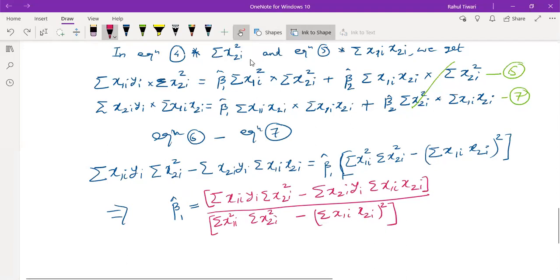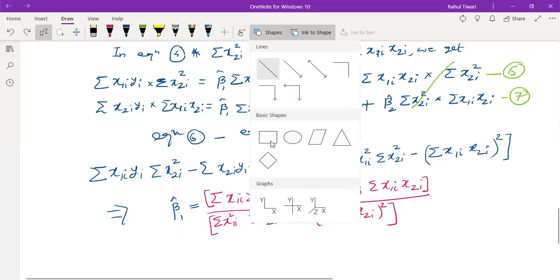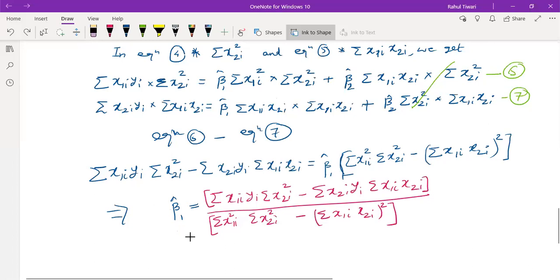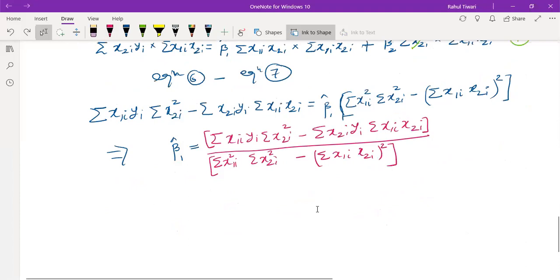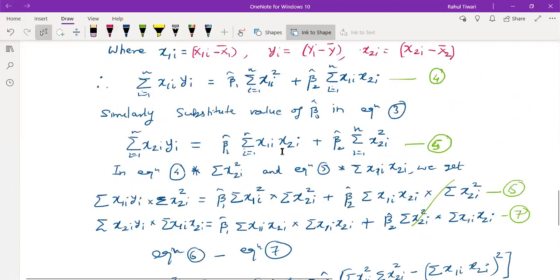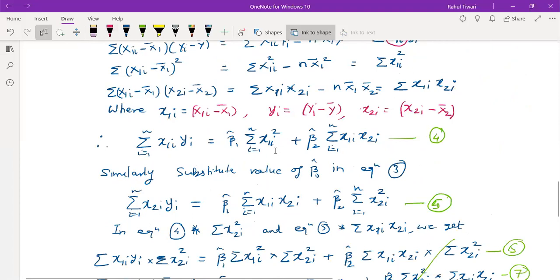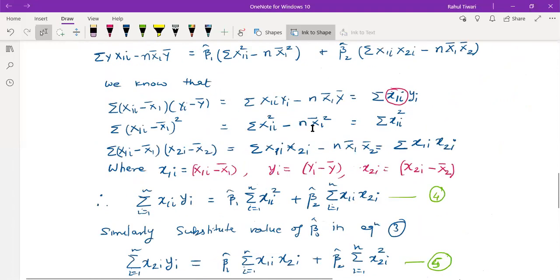Anyway, I'll not put the rectangle because it will take the reverse. We'll cut the expression, no problem. Okay, any difficulty in this expression so far? I'll scroll it. If you have any questions, let me know, because in a similar fashion you will get beta 2.